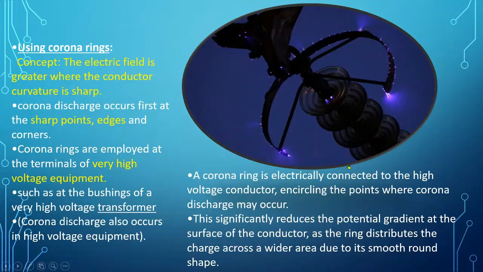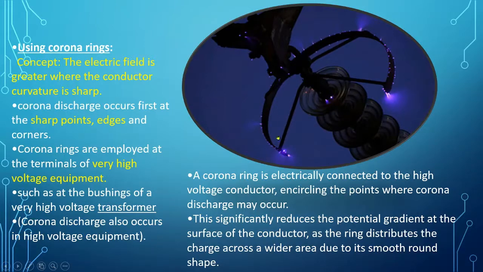We use a corona ring at the edge of the transmission line or high voltage equipment. These are circular in shape because, as per the concept, the electric field is greater where the curvature is sharp. That's why we use a circular shape, because a circular shape always has curvature on all sides. It's not like a square or triangle, which do not have a circular or curved shape, because the corona discharge occurs first at sharp points and edges. That's why we use the circular ring. So this is known as a corona ring.